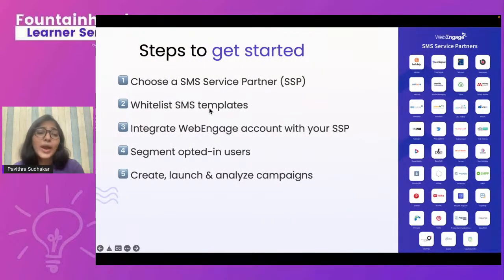The next step is whitelisting your SMS templates. Now, we saw this with the WhatsApp session as well. Since you have a middleman, WebEngage is not directly sending these messages to your users. So you need to ensure that any message you send to your user gets approved by your service provider. It needs to get approved by any SMS service provider that you choose.